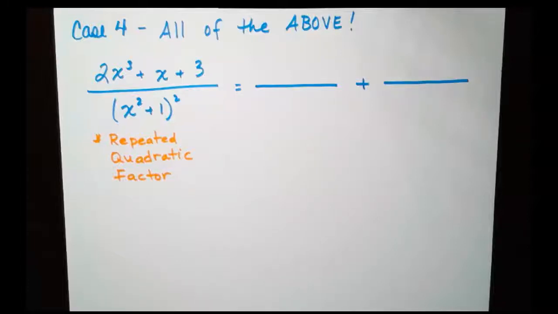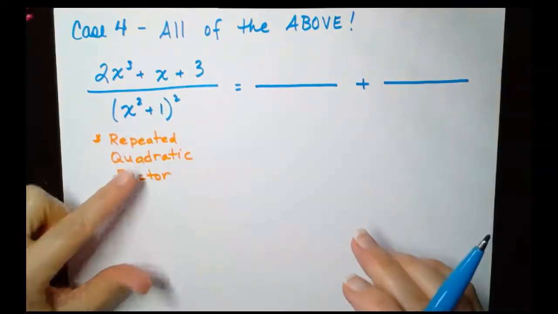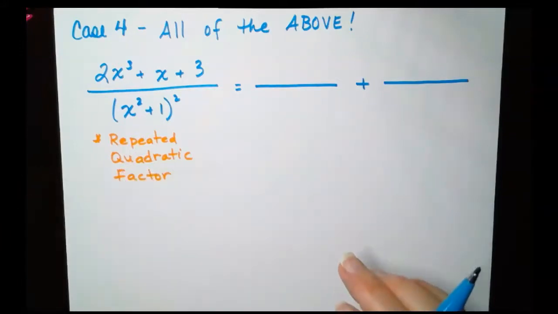Okay, pre-cal, this is case 4. And case 4 is simply all of the above. All the other cases are all coming together in this particular problem. So we're going to work through this, and I'm going to do it completely for you. So here we go. We have a repeated quadratic factor.